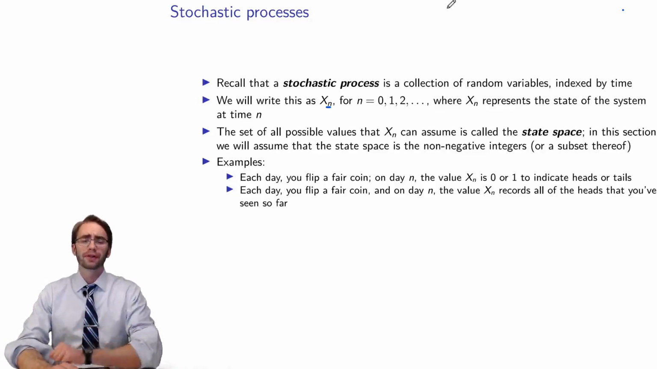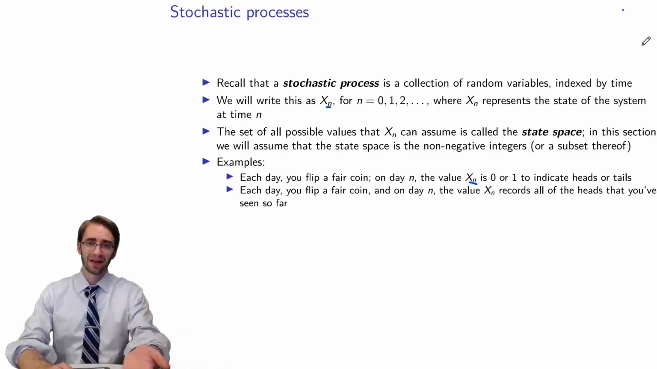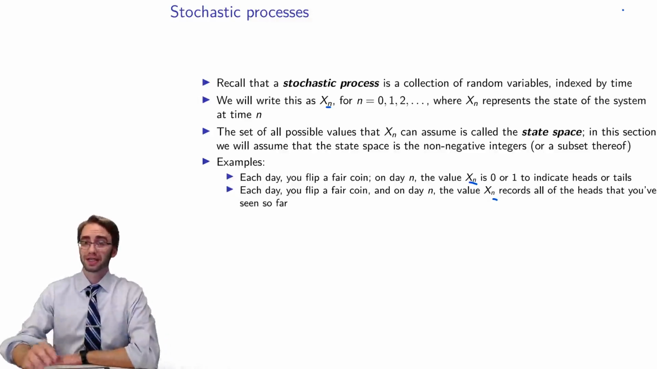You might remember that we had two examples of stochastic processes. One is where each day you flip a fair coin and x sub n is just the outcome of the coin on that day. That's a pretty boring stochastic process because the outcome on any day is unrelated to anything that preceded it. Maybe a better example would be to let x sub n be all of the heads that you've seen up until that day, so it's a cumulative running total. That would be a little more interesting. So that's a stochastic process.